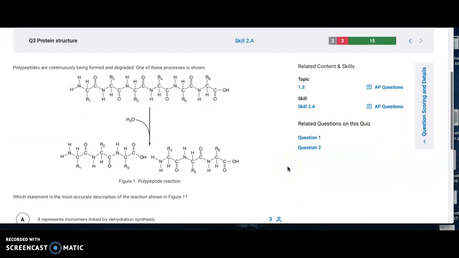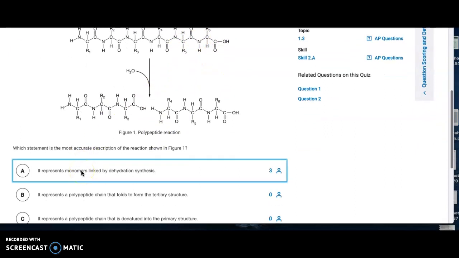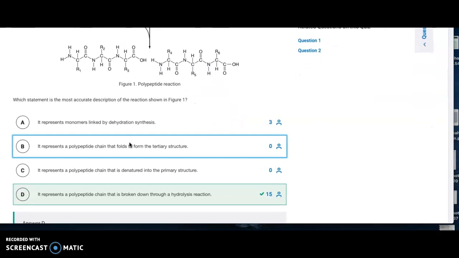The final question, we have polypeptides are continuously being formed and degraded. One of these processes is shown. In this case, we have a long polypeptide. I always look for the double bonded oxygen here. It's kind of my clue that there's another amino acid. So I have 1, 2, 3, 4, 5, 6 amino acids here. You could also look for the nitrogens. But in either case, we see that water is added and an OH forms on this carbon and a hydrogen attaches to the nitrogen here, and now we are divided into 3 peptide chains.